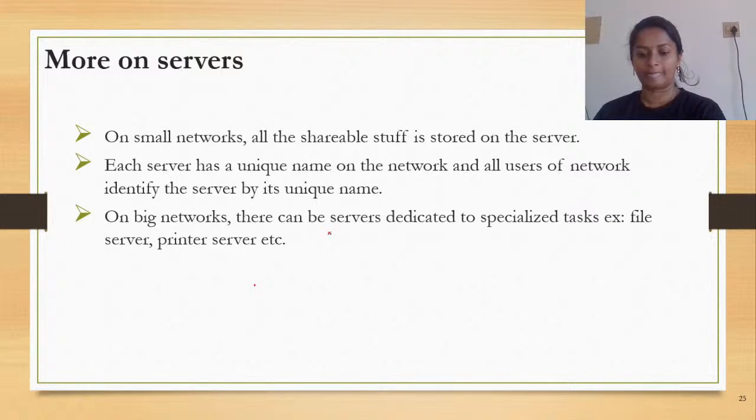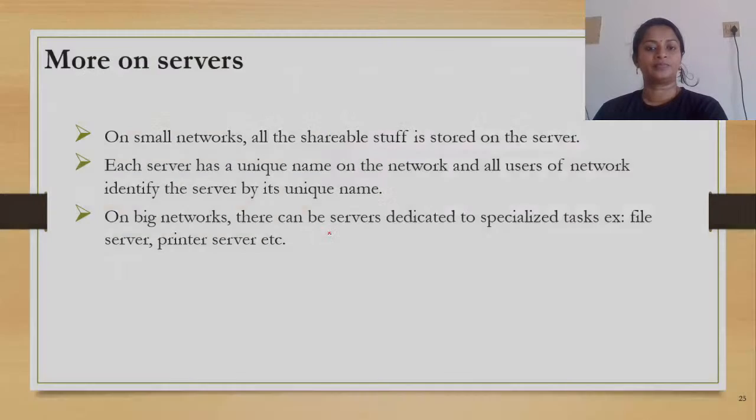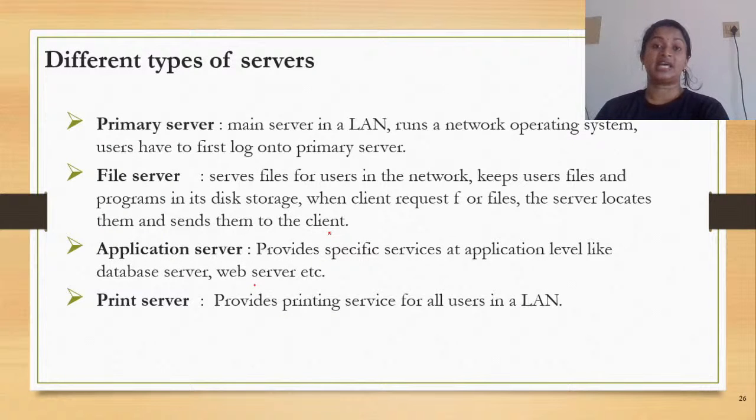Yes. So moving on. Now, let's see the different types of servers when you're talking about a very big network. Now these are just a few of them. You can have more servers also. You would definitely have a primary server, which is the main server. So in a LAN, we'll see what LAN and the different types of networks are in the coming slides. The main server in the LAN has a network operating system running in it, and users have to first log on to the primary server. This is where you need to first log in, and only then you get access to the machine. So this exactly is what you mean by the primary server.